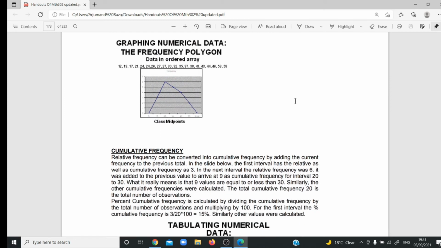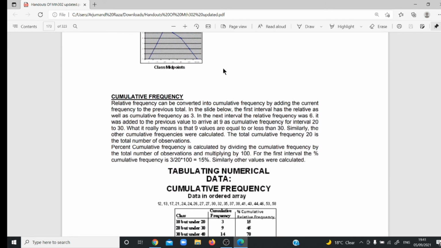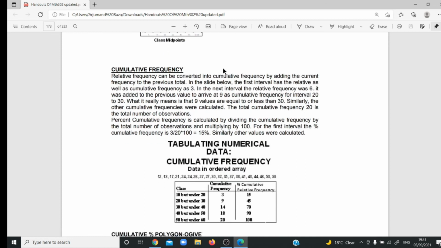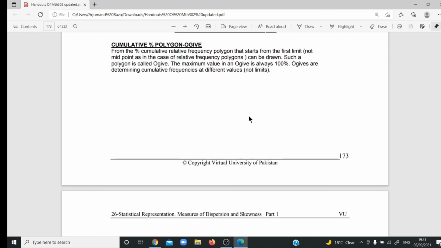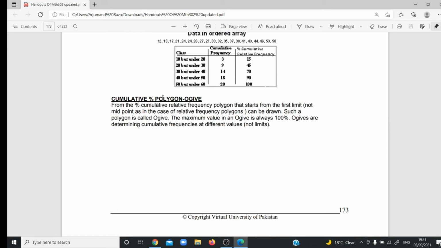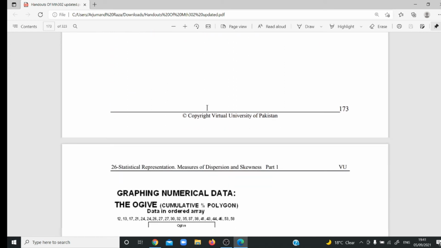Graphing numerical data, the frequency polygon. What is the purpose of making this? The purpose is to find the midpoint or mid hinge. When you find the midpoint of the frequency polygon, it will be easier for you to assemble your data. What is cumulative frequency? I have explained it already: when you add the last frequencies or percentages of frequency together, you get it. Another name for cumulative frequency is polygon ogive, or ogive. People just pronounce it differently.